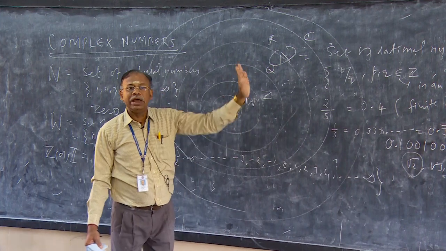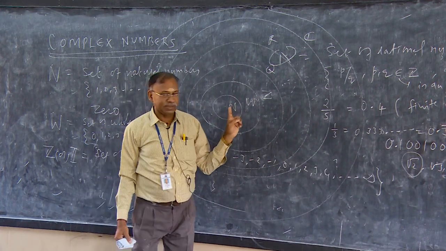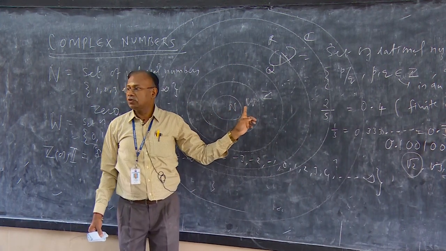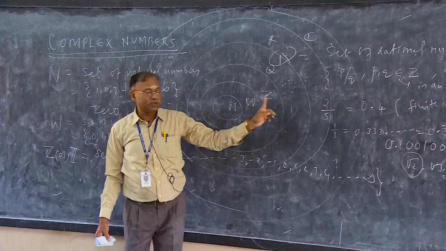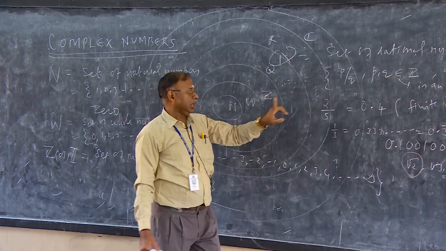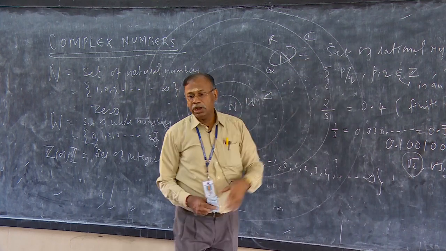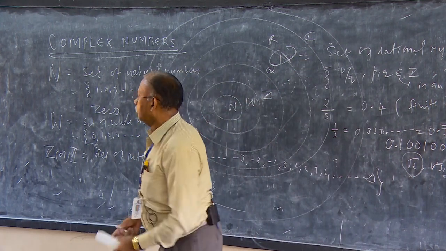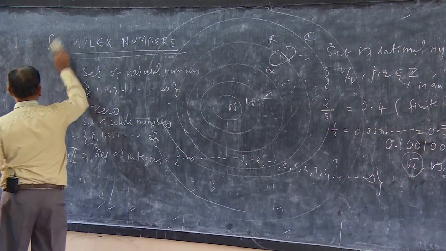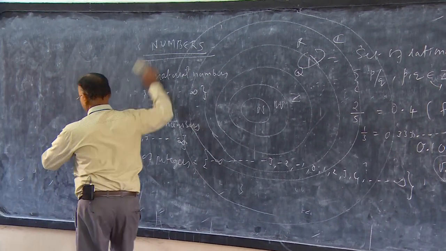Therefore, you have some connectivity between the sets, namely N, the set of natural numbers, is contained in the set of whole numbers, is contained in the set of integers, is contained in Q, and Q is contained in R, and R is contained in C. This is how we get to know the necessity of introduction of complex numbers.